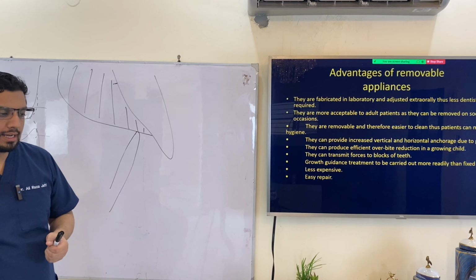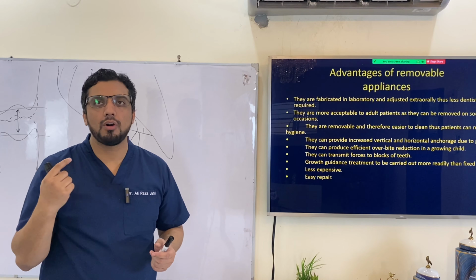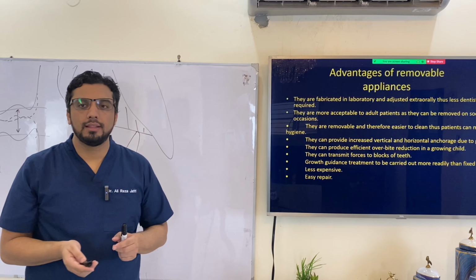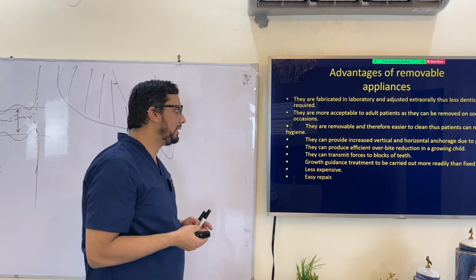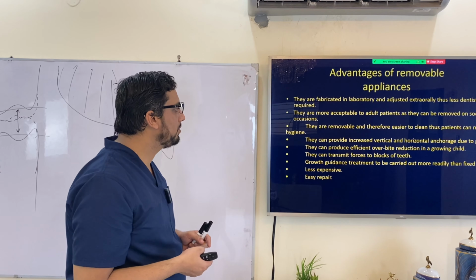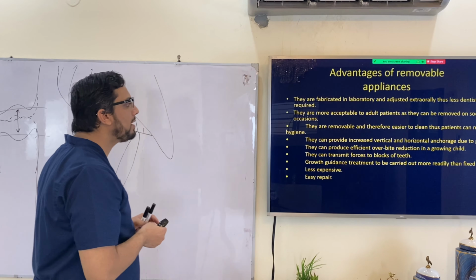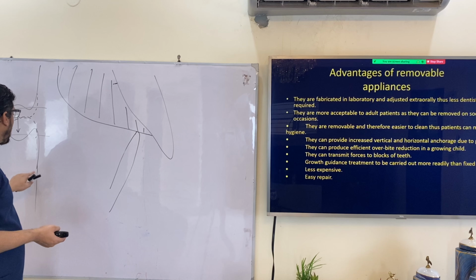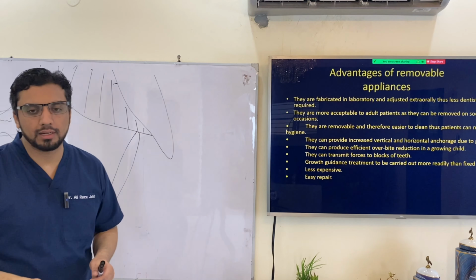Dr. Neela must have taught you that a removable appliance labial bow is touching all of the incisors. So at the same time, the block of the teeth are being treated, and they can transmit forces to the block of the teeth as well. Second, growth guidance: we said that all the functional appliances fall under the definition of the removable appliances, so it can do growth guidance also.